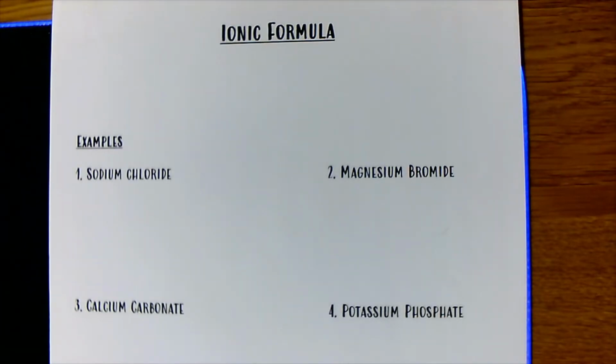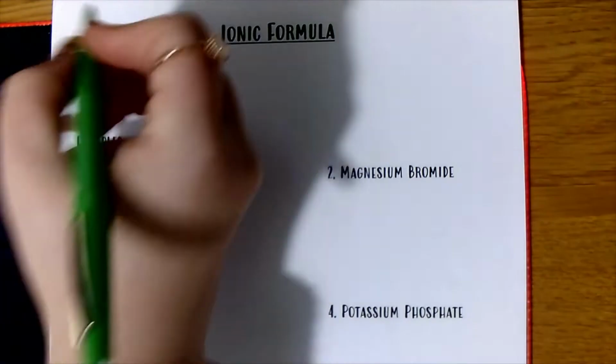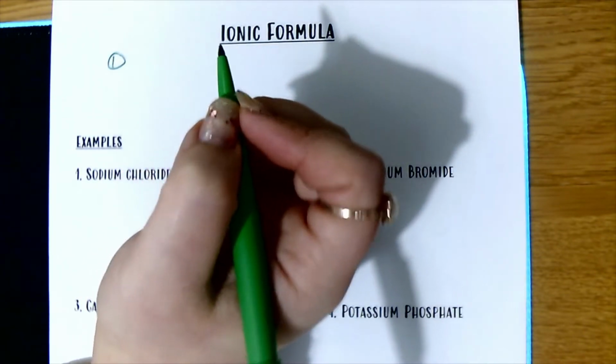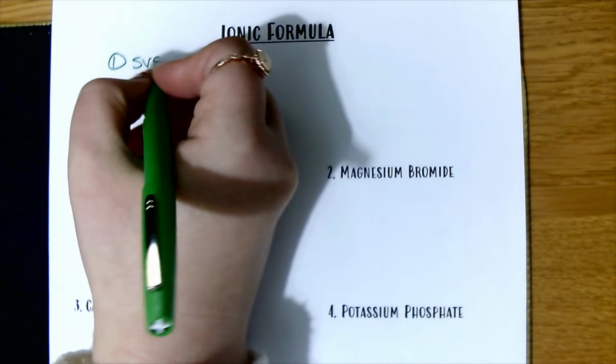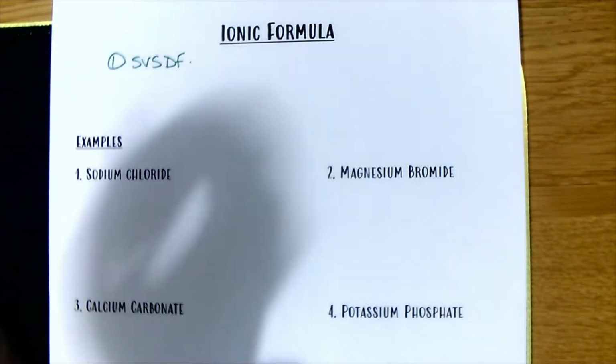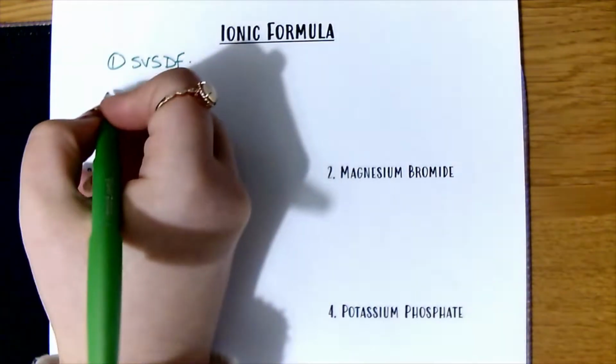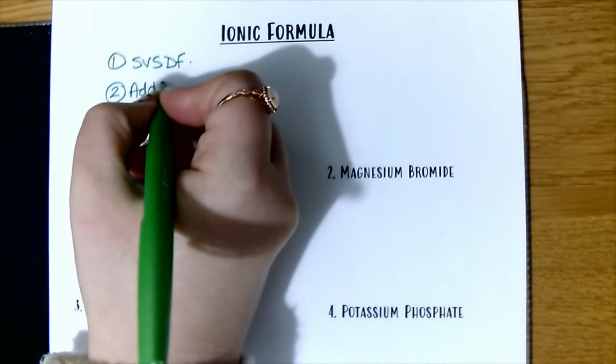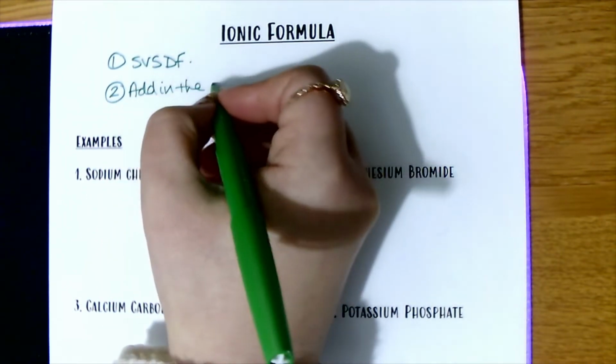In this video, we are going to look at how you would write ionic formula. There are 2 steps to doing this correctly. The first one is using the valency rules to get the chemical formula correct. And the second step is remembering to add in the charges.